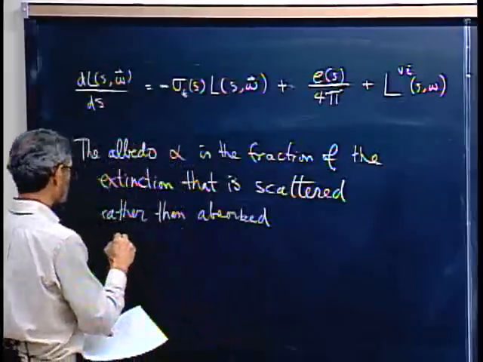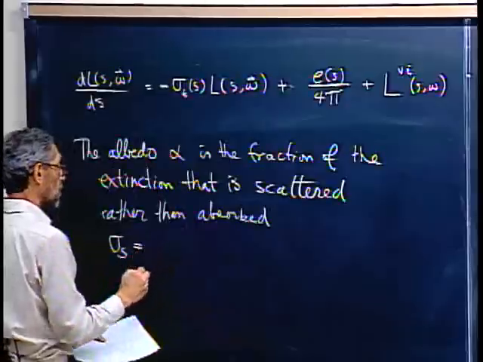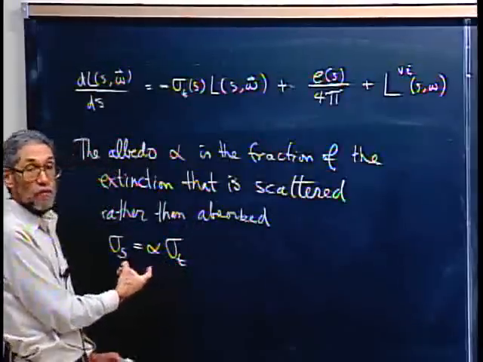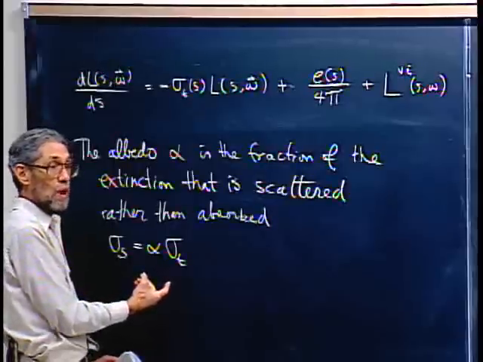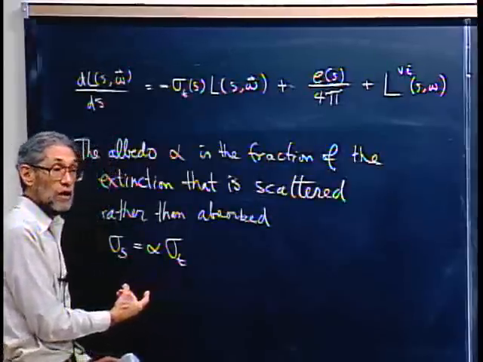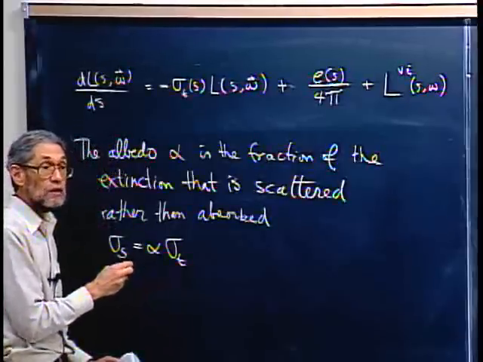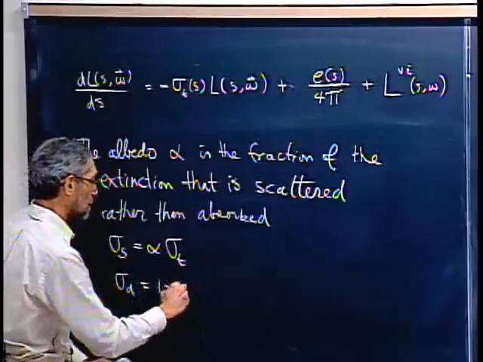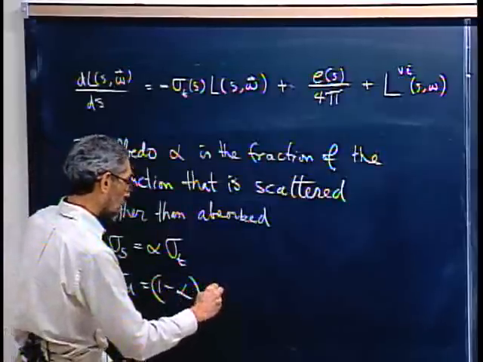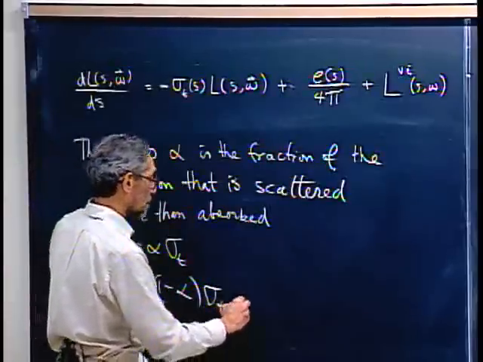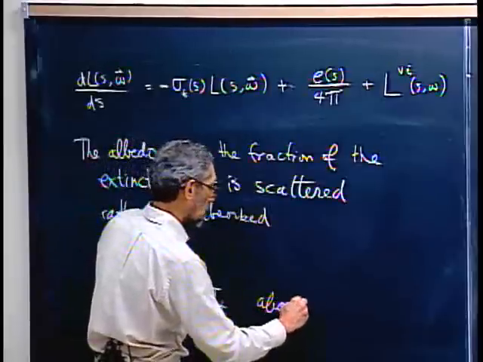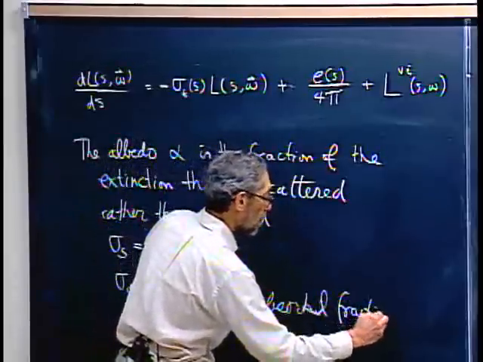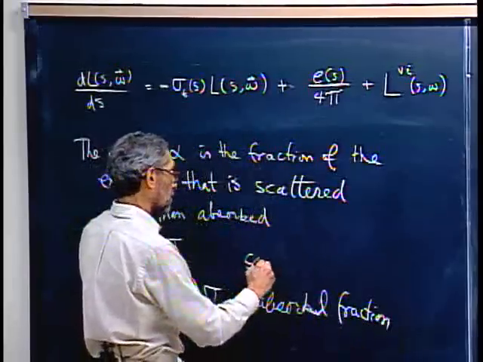So you can think of sigma_s, the scattering coefficient, as this fraction times this extinction coefficient. And that represents the fraction of the light that's actually removed from the ray that goes into scattering, and the rest of it, which is (1 minus alpha) times sigma_t, is the absorbed. And this is the scattering fraction.